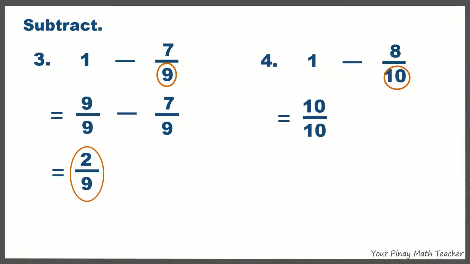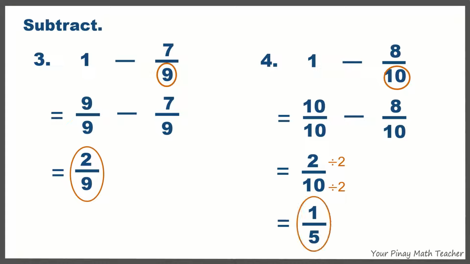For our denominator is 10, then minus 8/10, we get 2/10, which can still be reduced by 2 because both 2 and 10 are even numbers. So we get a final answer of 1/5.